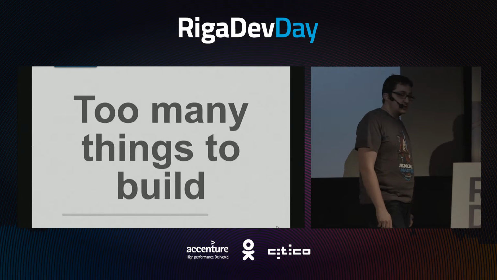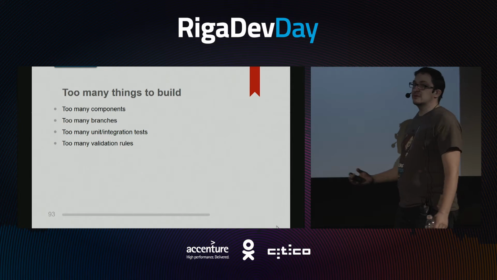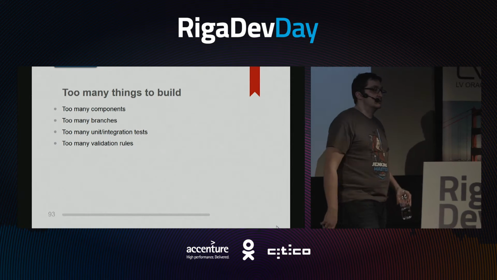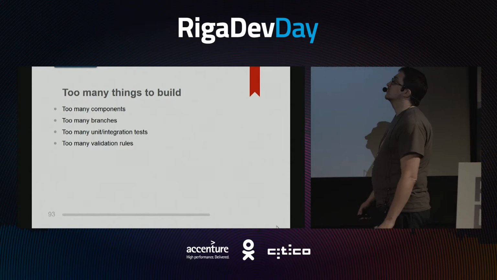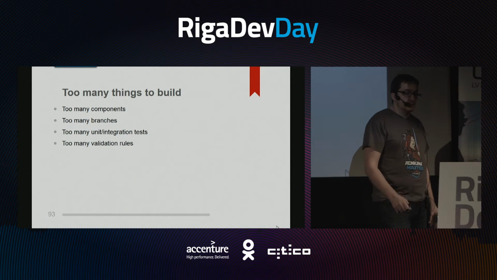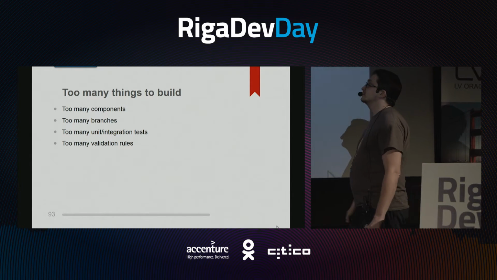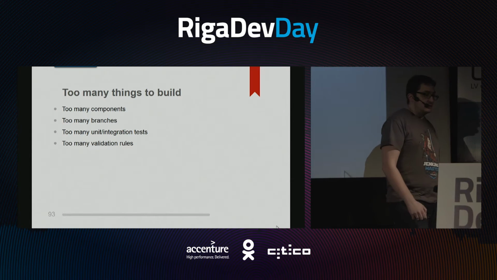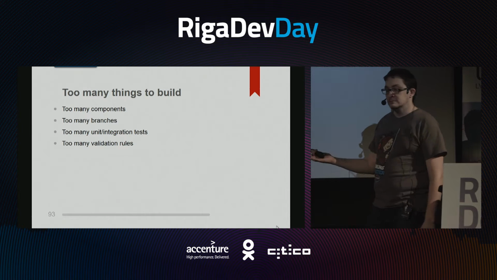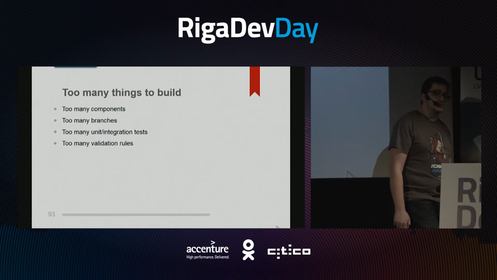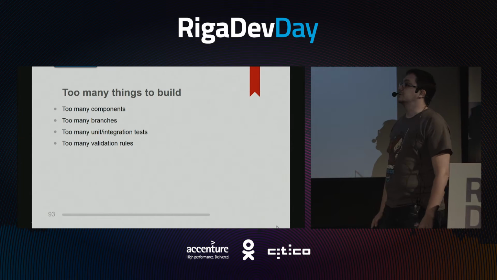The reason number 2 for scaling is that you have too many things to build. Maybe you have too many components. Sometimes there are too many projects coming on the same Jenkins instance, and the queue is full, and everybody's waiting for a build. Too many branches, too many integration tests, too many validation rules. If you don't plan it well enough, you will end up in a very frustrating situation where you have to wait for a server which is actually the backbone of your software delivery.